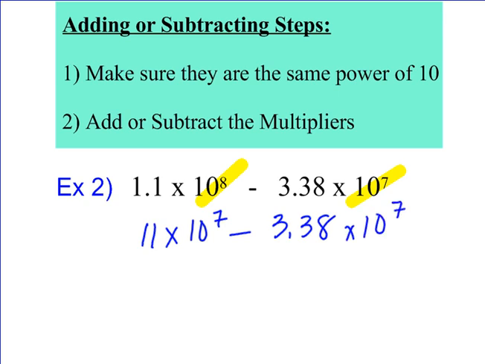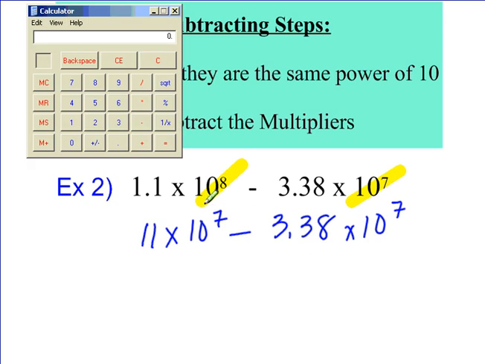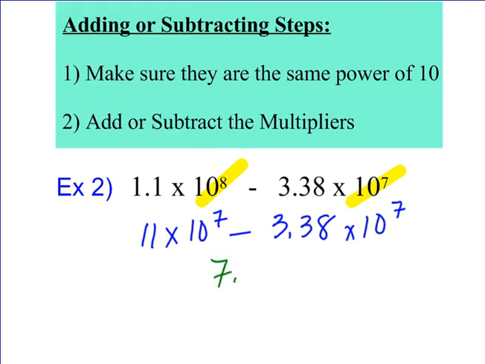Then we're going to take those multipliers. I'm going to grab a calculator here, and I'm going to subtract 11 minus 3.38. I get 7.62, so I know that's going to become 7.62 times 10 to the 7th. And this is in correct scientific notation, so I don't need to worry about that.